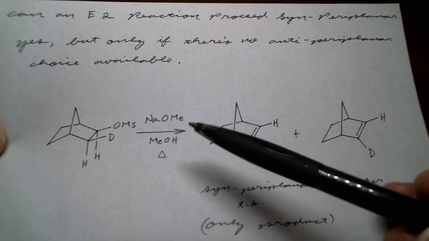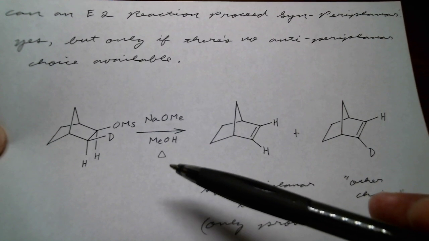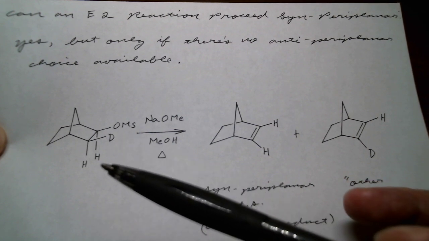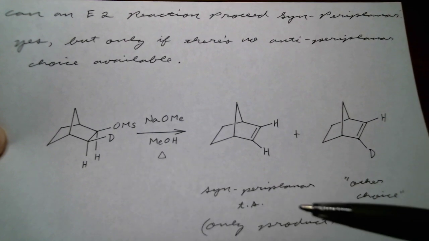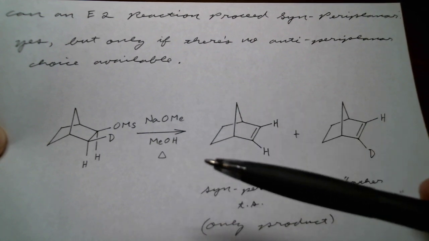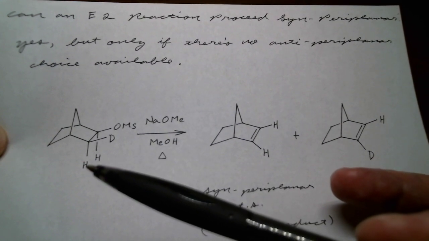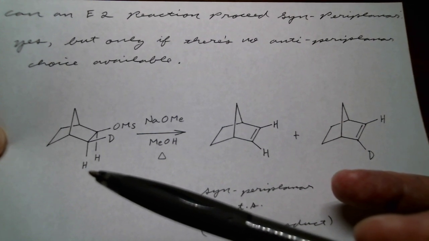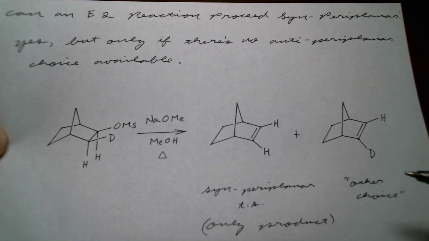And so we ask, if we subject this to sodium methoxide and really drive it with some heat, can we get it to do an E2 reaction? And the question is, will we pluck off the syn periplanar deuterium or some alternative hydrogen that is not quite anti-periplanar? If we pluck off the syn periplanar deuterium, we will get the molecule that has two hydrogens bonded to our alkene. If we pluck off some other option, not quite anti-periplanar and not syn periplanar hydrogen, then we'd leave the deuterium behind with the hydrogen on the alkene carbons. So that's our other choice.